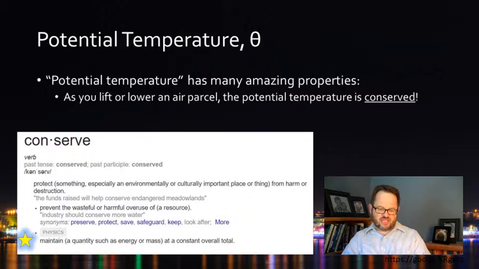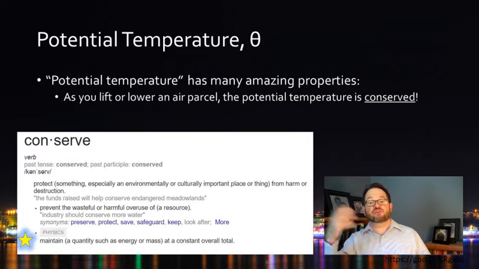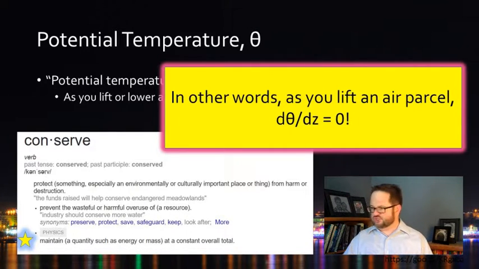Conserved, I like this definition here, the one that I have marked with a star: to maintain a quantity such as energy or mass at a constant overall. So as we move the air parcel around, potential temperature is conserved. If we lift the air parcel, its temperature changes, its pressure changes, but its potential temperature, theta, won't. If we lower an air parcel, its temperature changes, its density changes, its pressure changes, but its potential temperature won't, because its potential temperature is an example of a conserved quantity. We'll see other examples over the course of the semester of properties of the atmosphere that are conserved versus other properties like temperature and pressure and so on that are not conserved properties.